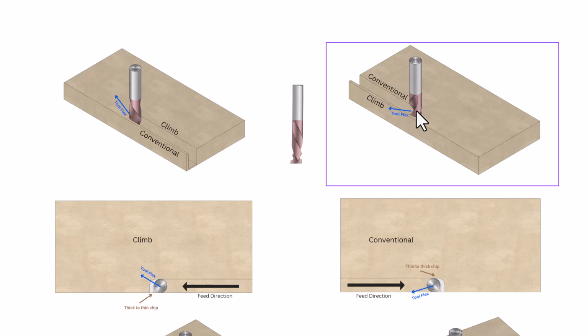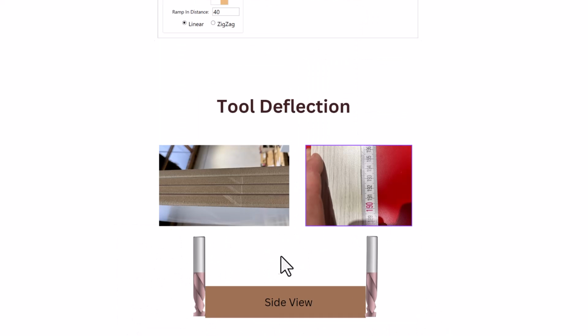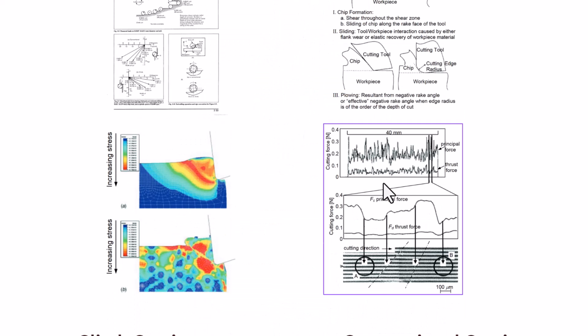So effectively, as that tool flexes away from the material, you're less likely to end up with this scenario where you've got these marks, right? Because now we're not flexing in towards the material, we're flexing away from the material.